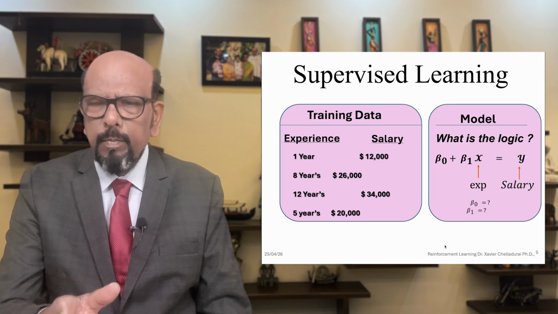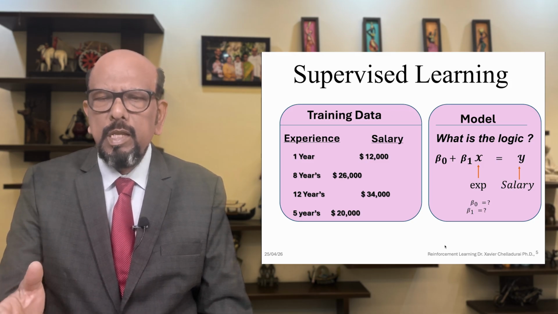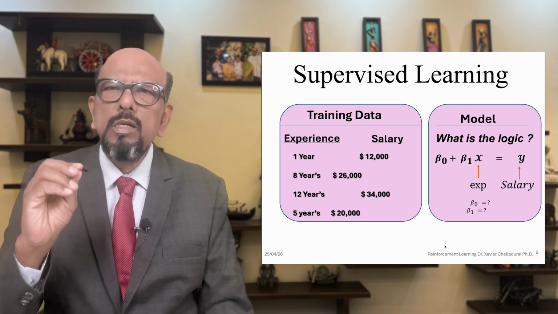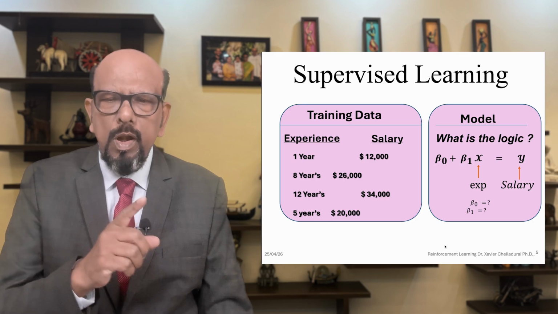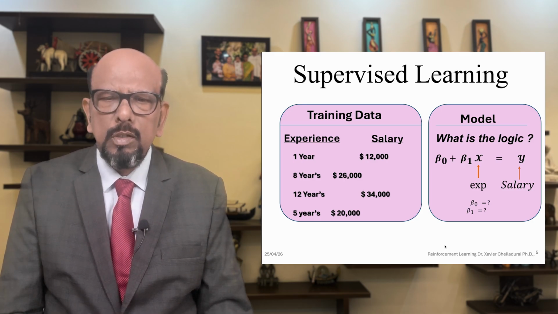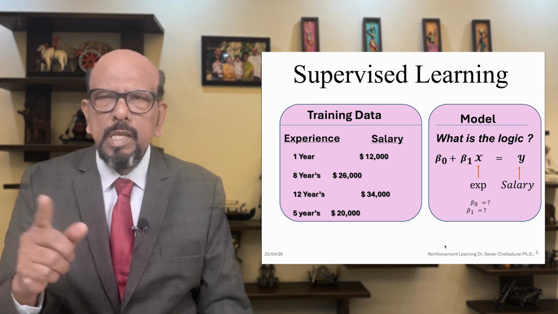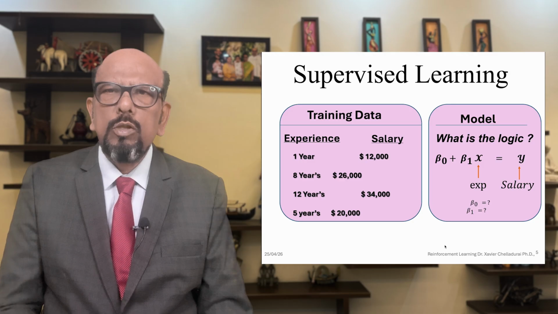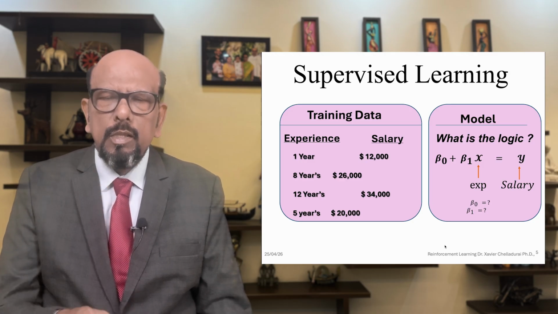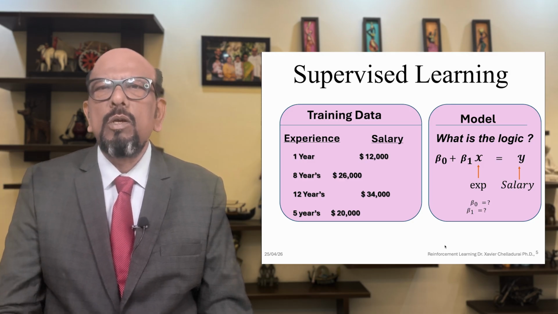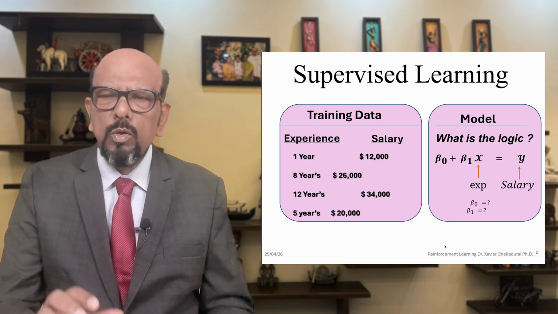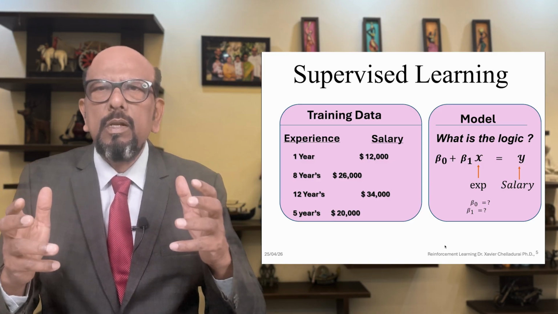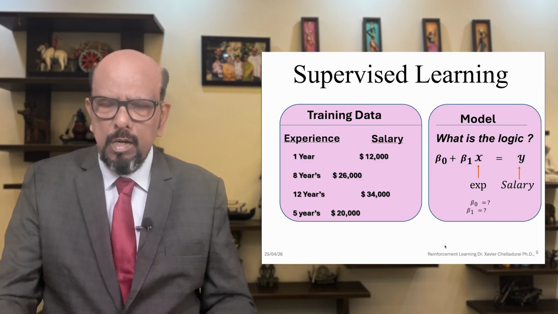So here in this example, we find that beta 0 is 10,000. For every 1 year experience, $2,000 is added. So 1 year, 10,000 plus 1 into 2,000. For 8 years, 10,000 plus 8 into 2,000. 12 years, 10,000 plus 12 into 2,000. 5 years, 10,000 plus 5 into 2,000. So that is how it is found. So the concept of generalization is called supervised learning.